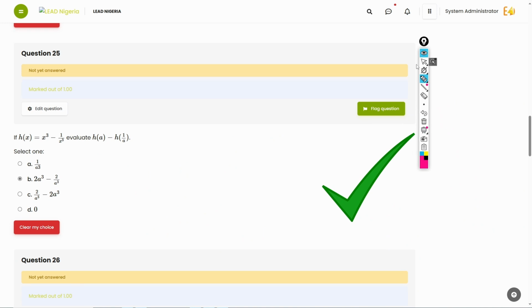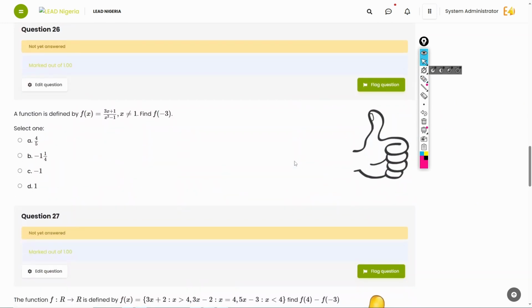We have question 26. So question 26 says, find the inverse of X. Okay, no, find f of minus 3. Okay, so we just plug in minus 3 then, right? So that'll be 3 bracket minus 3 plus 1 over minus 3 squared minus 1. This would give me minus 9 plus 1 over 9 minus 1.